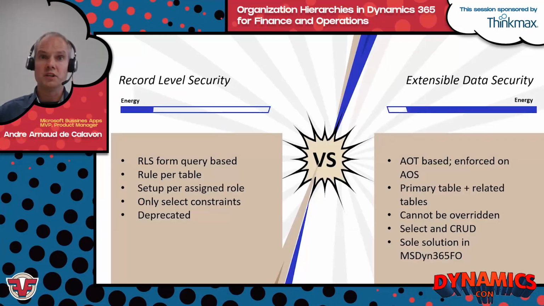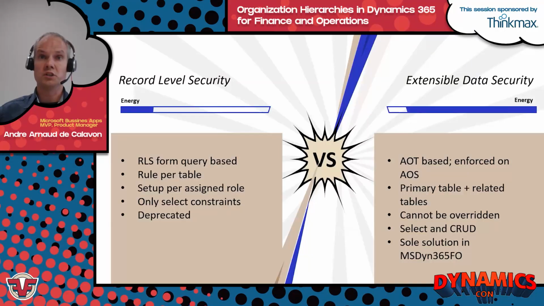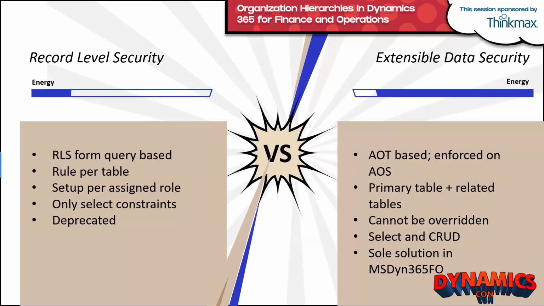With record level security, you had to set it up for all roles where there was table access. You could also set up multiple different queries per assigned role, but then it would be accumulating. With extensible data security, if it's a global policy, it can't be overridden by any other setting in the system. And the record level security has been completely deprecated.